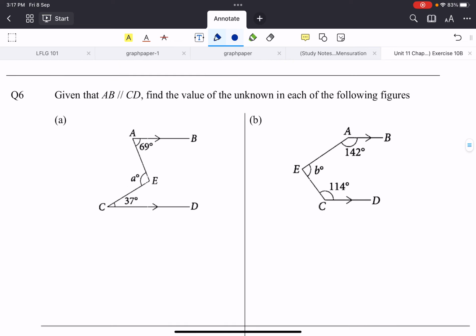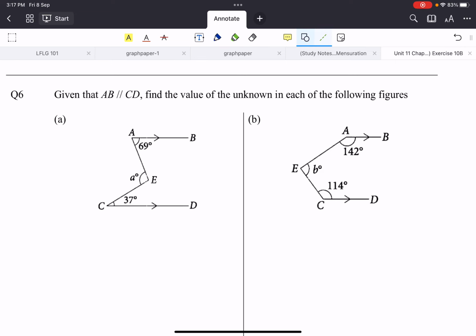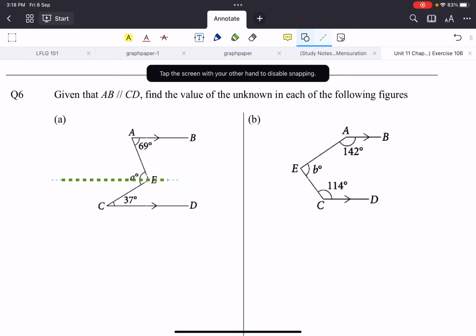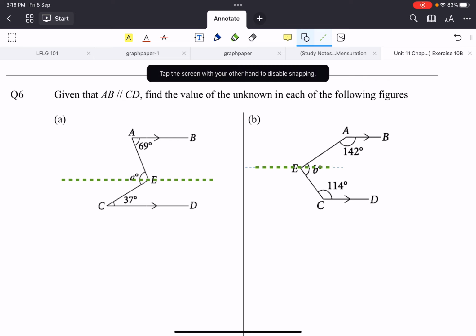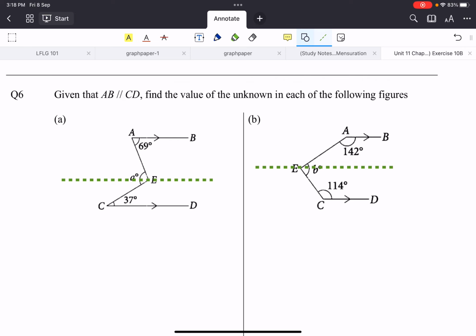Right, the next question, we have this scenario, right, where AB is parallel to CD. However, the transversal, instead of a single line, is broken up into 2. So to help us to visualize what's going on, we can always add another line in the center, right, this way. Okay, so in the scenario here, we can do this, right, to help us to visualize what's going on.